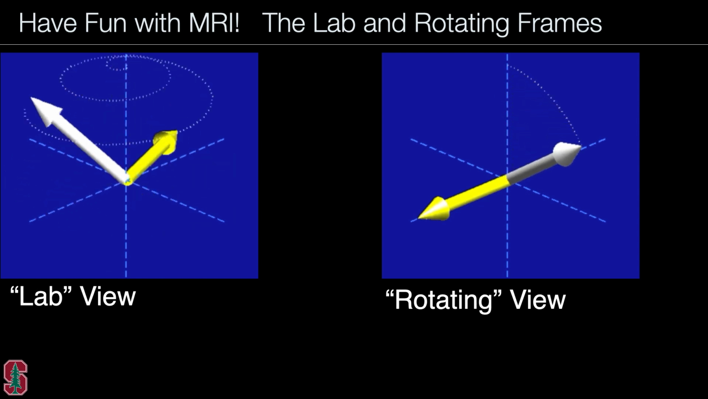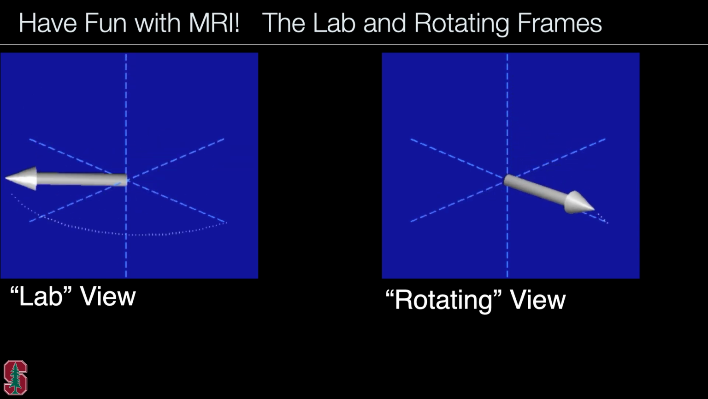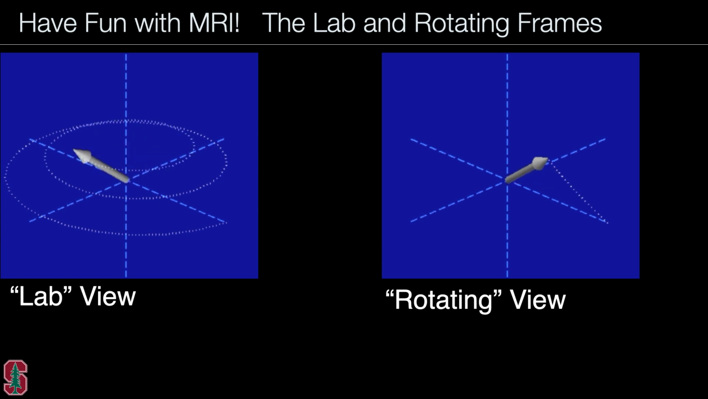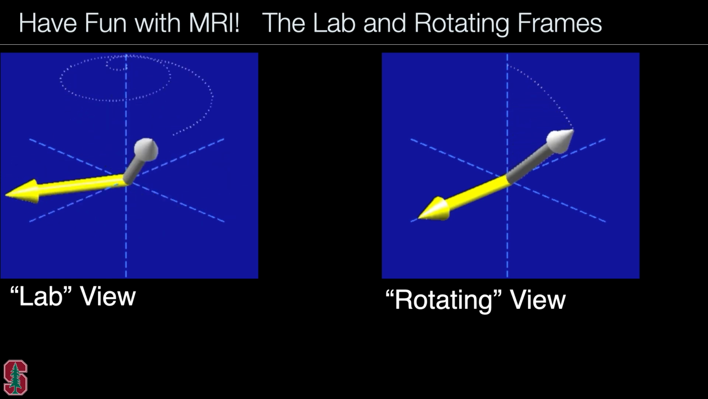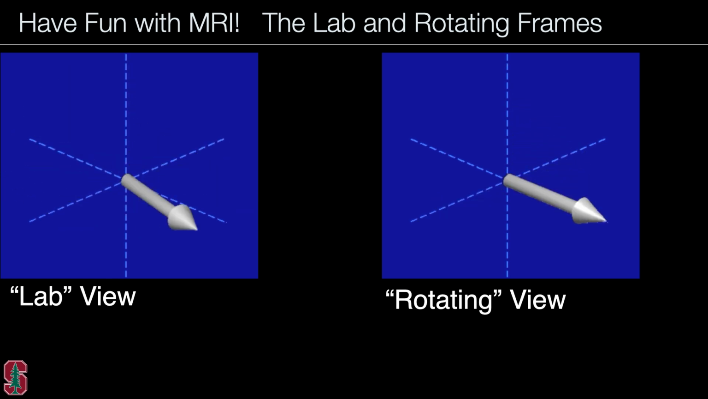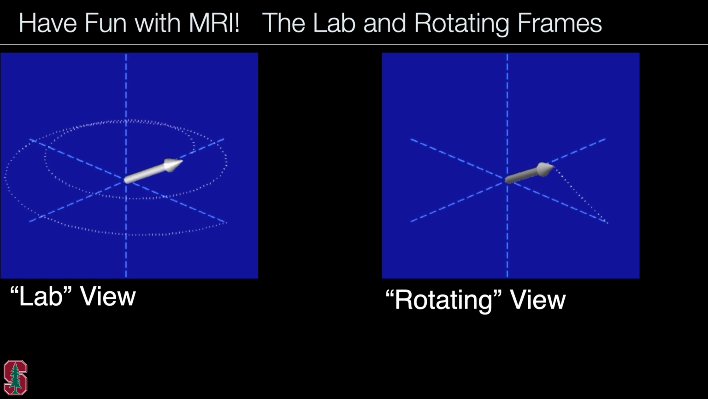Okay, so now we've put this all together, you can actually simulate things like nutation followed by precession and relaxation. You can also do this in the lab view or the rotating view simply by adding an additional term, B0 rotation, as you've seen in the previous lectures here. So you can do these different simulations by simply combining these operations, as we'll see in examples shortly.